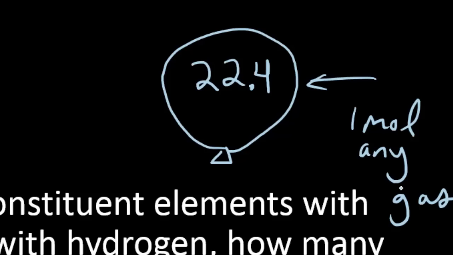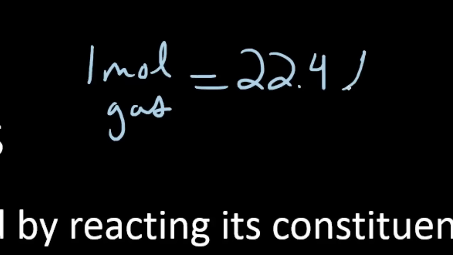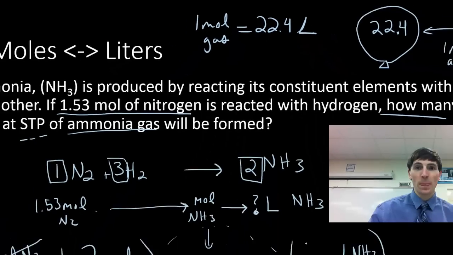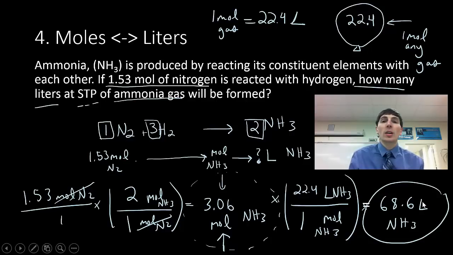So what this means is for every 1 mole of any gas, it's going to take up a volume of 22.4 liters. We can use this equivalent statement, 22.4 liters for every 1 mole. So now I can take my 3.06, multiply it by 22.4. Notice I still have 3 sig figs, and we should get a final answer of 68.6 liters NH3. So now, if we're given liters as our quantity, we can convert to and from liters using this conversion factor here.